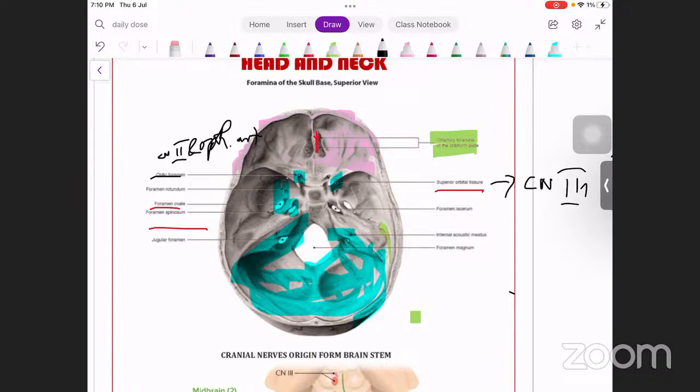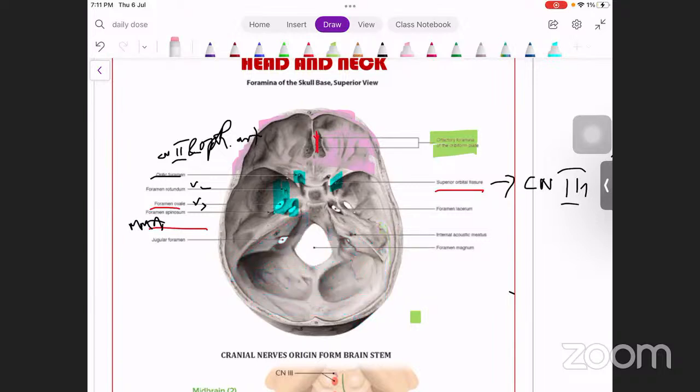Then you have the foramen rotundum, where you may see cranial nerve 5-2, and in the foramen ovale, you may see cranial nerve 5-3. And apart from that, the foramen spinosum, where the middle meningeal artery, the MMA, protrudes through. Then you have the posterior cranial fossa.